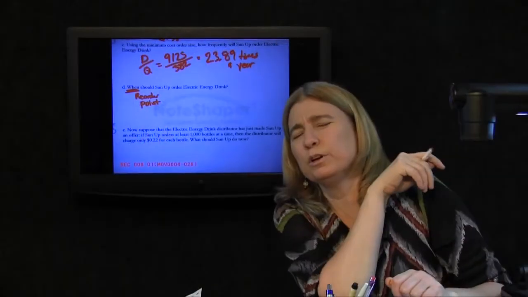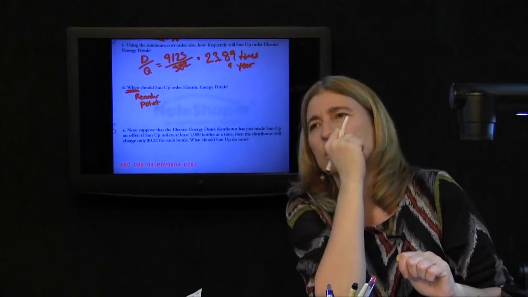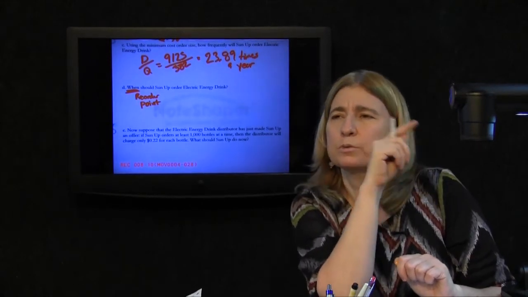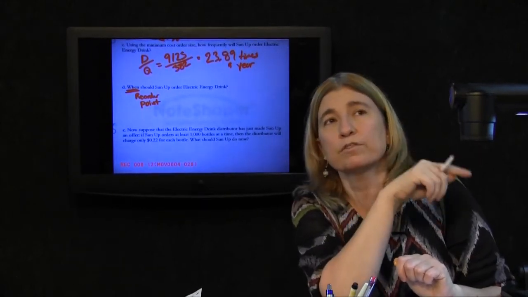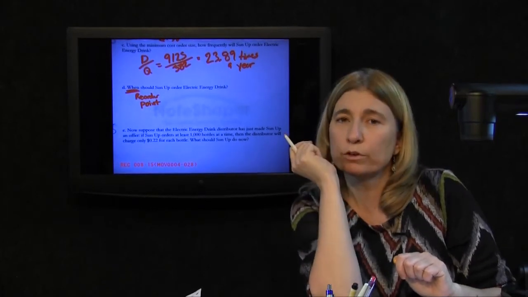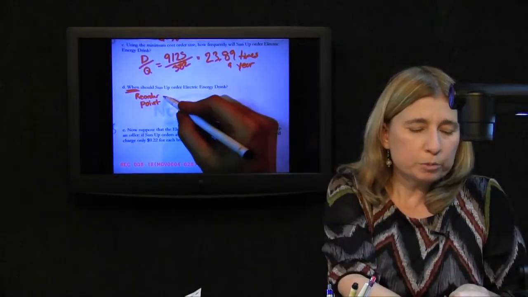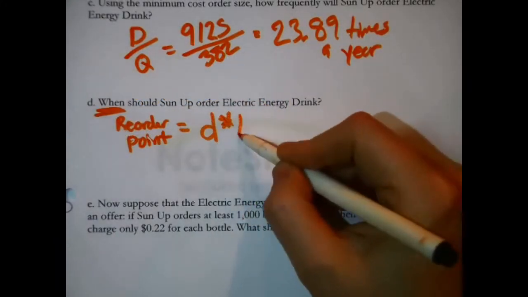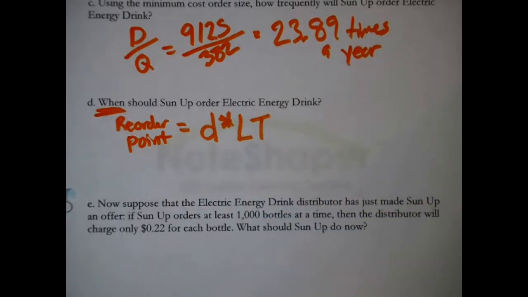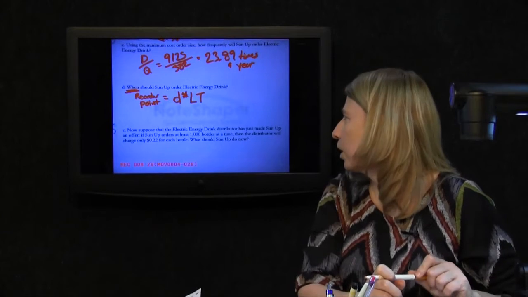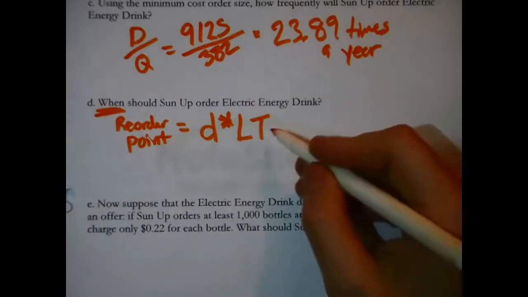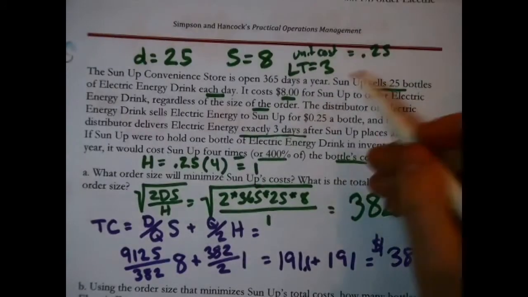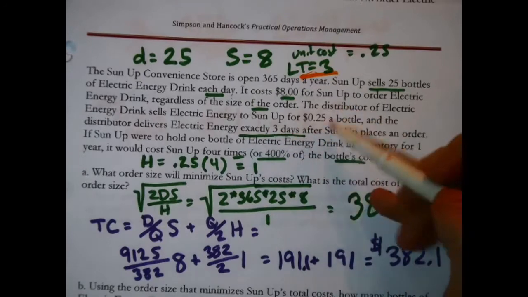How are we supposed to find the reorder point for SunUp convenience store? The reorder point is essentially demand during lead time, because that's when you'd want to order, when you have enough energy drink left in stock to last you while you wait for the new order to arrive. Which means daily demand times the length of the lead time. It's really just logic in this particular case. We were told daily demand was 25, and that the lead time was exactly 3 days.